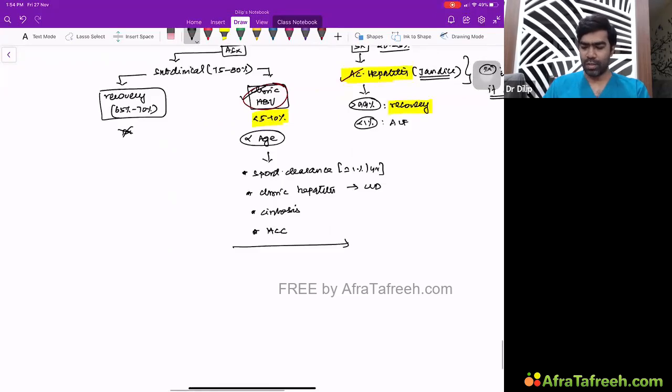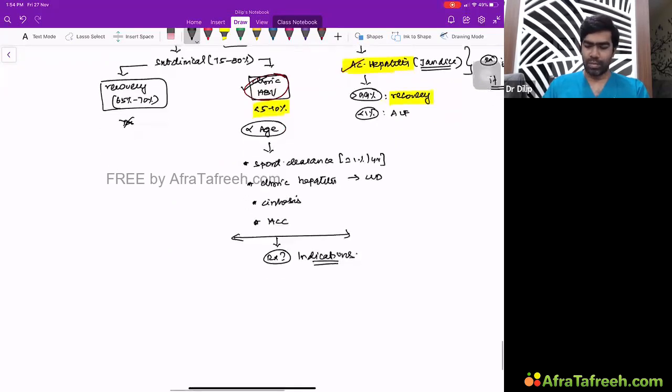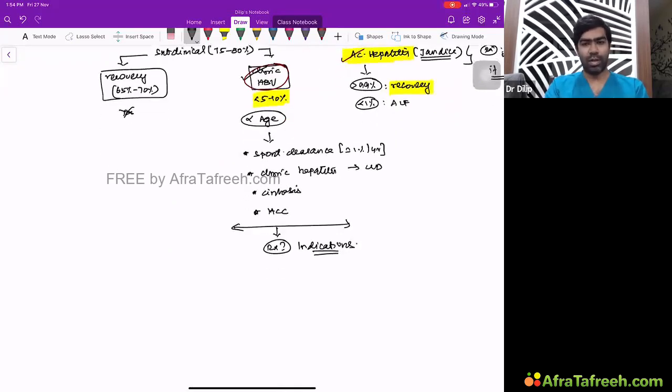For chronic HBV, again, treatment depends on certain indications. Whether you treat or not is a big question. Again, there are some indications to treat a chronic hepatitis B virus infection, which we'll be seeing in some time. In some time, we'll be seeing the indications of treatment of chronic hepatitis B virus.